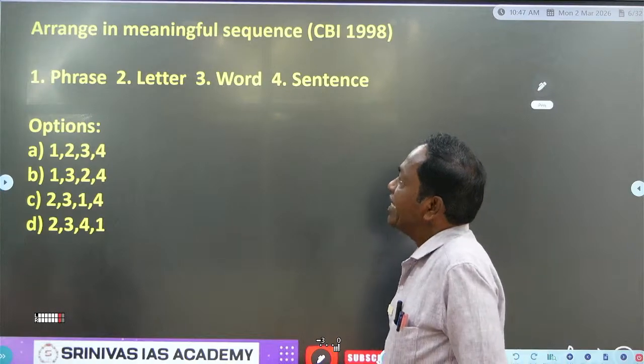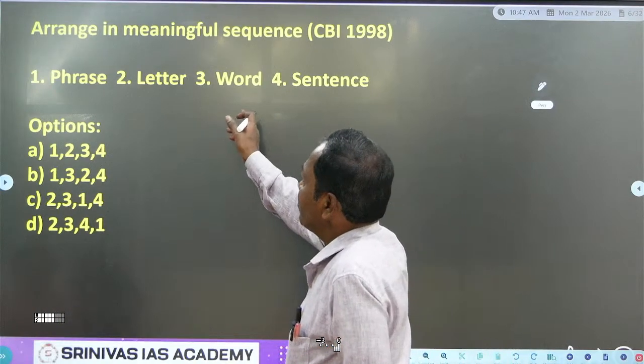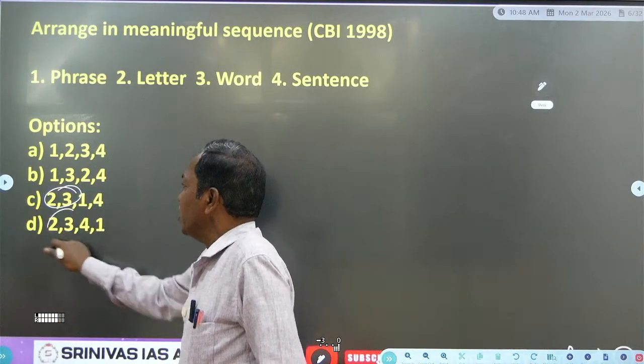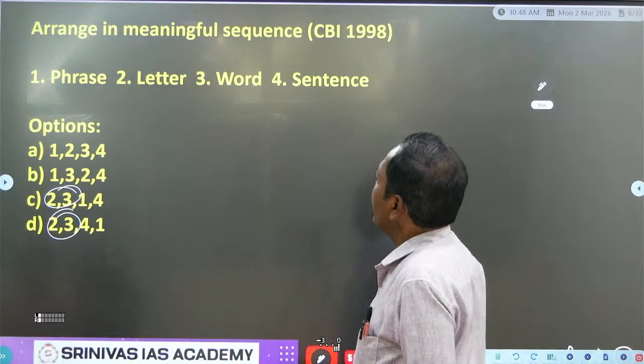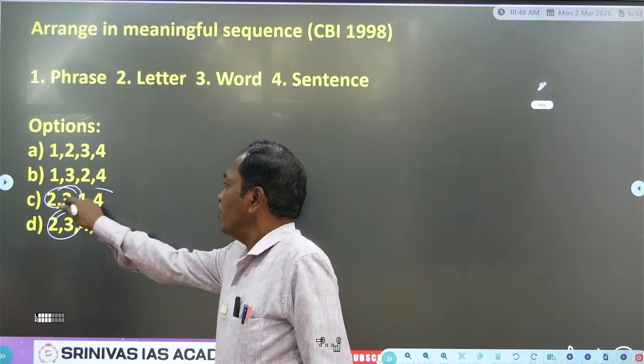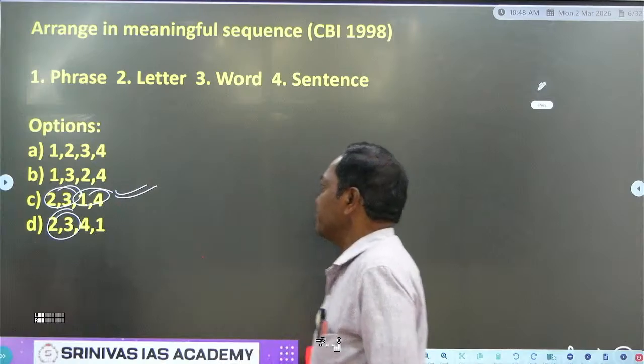Now we can see letter, word, phrase, sentence. What is the first one? Letter. A letter forms the word. 2, 3. Options C and D qualify. Next, phrase and sentence, 1, 4. So this is right.